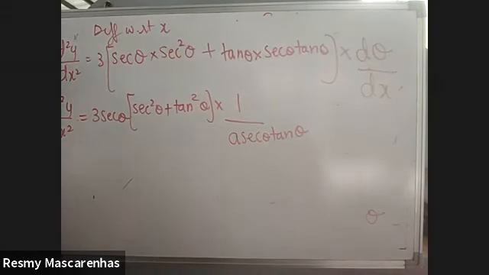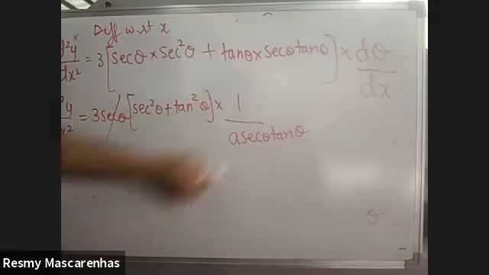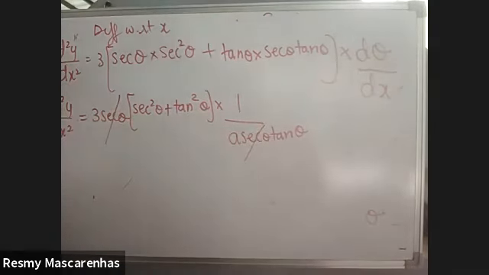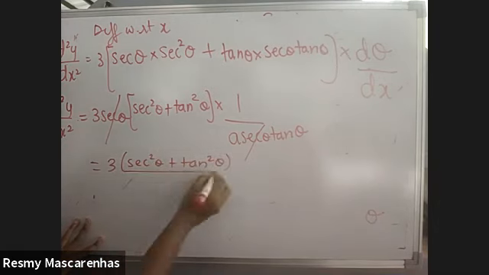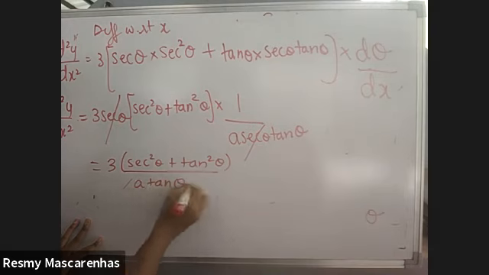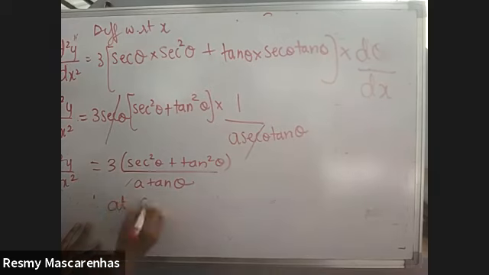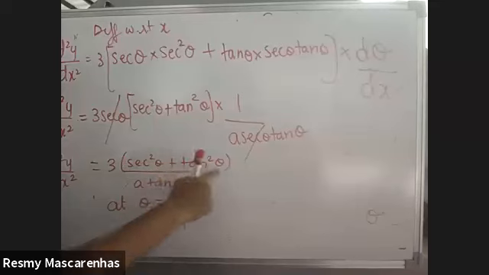Okay, now this one will cancel. Okay, so answer what you will get is 3 sec square theta plus tan square theta upon a tan theta. Okay, this is the answer. And now at theta is equal to pi by 4 they have said. So everywhere pi by 4 and find the values.